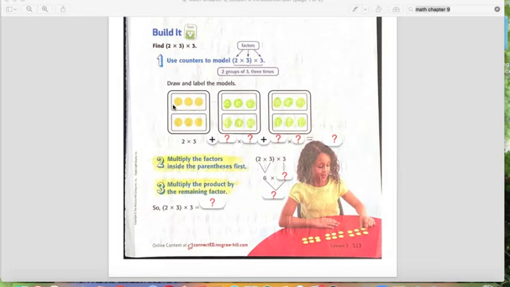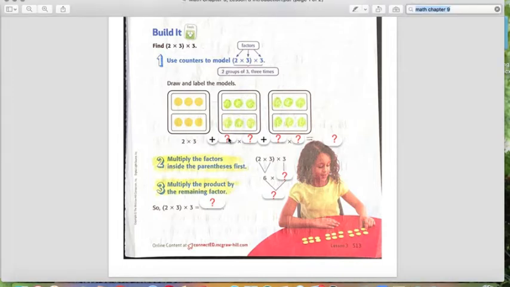So here we go. We have 2 rows of 3 one time. We have 2 rows of 3 2 times. And we have 2 rows of 3 3 times. So this array is 2 times 3, plus this array is also 2 times 3, plus this last array right here is 2 times 3. So 2 times 3 is 6, plus 2 times 3 is 6, plus 2 times 3 is 6. So 6 plus 6 plus 6, or 6 times 3 is 18.